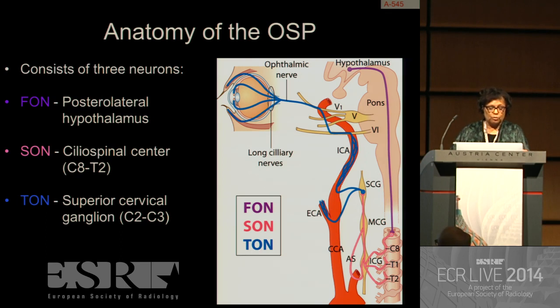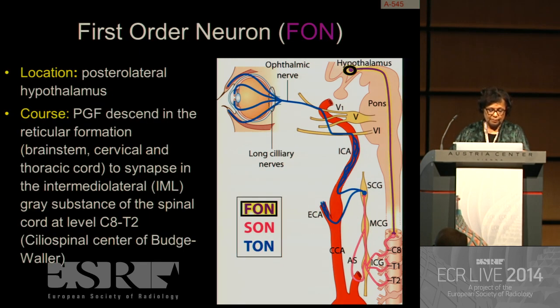This anatomic pathway consists of 3 neurons: the first-order neurons, which are found in the posterior lateral hypothalamus, the second-order neurons, which are found in the ciliospinal center at around C8 to T2, and the third-order neuron, which is found in the superior cervical ganglion.